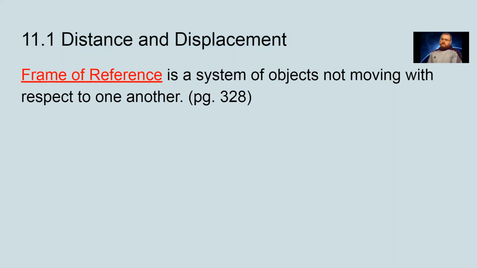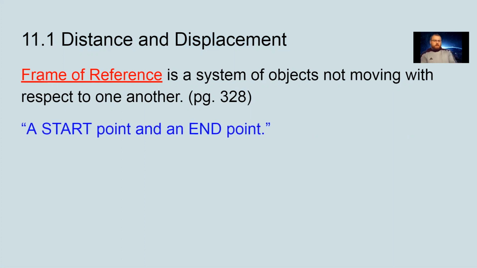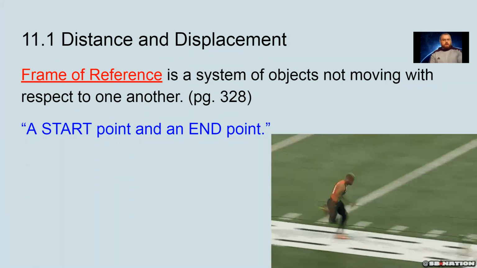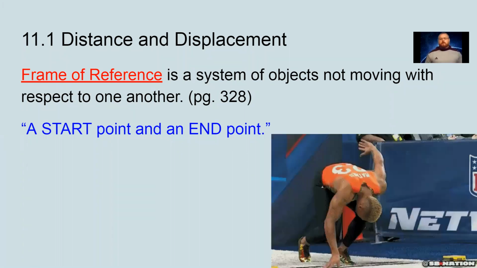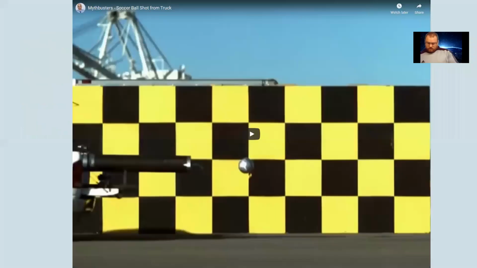Frame of reference. This is a system of objects not moving with respect to one another. In our instance of football, one frame of reference we used quite a bit was the 40-yard dash. You have a set start point and a set end point. That's how we can determine how fast you can move in a given amount of time, by having that start and end point be our frame of reference. This is a good indicator of using a frame of reference to see how something is happening that may be invisible to the naked eye.